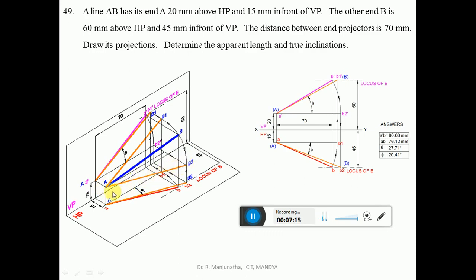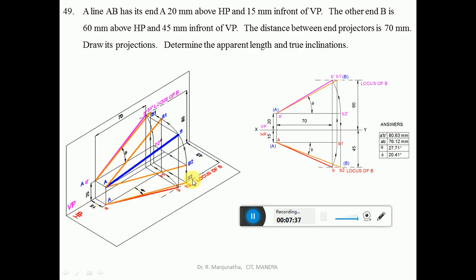Since the line capital AB2 is parallel to HP, when you look from the top view, it is projected onto the horizontal plane, and we get the point small b2, which is parallel to HP. So you get the true length in HP, which is small ab2.